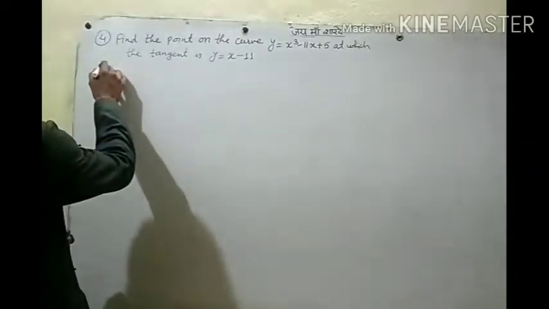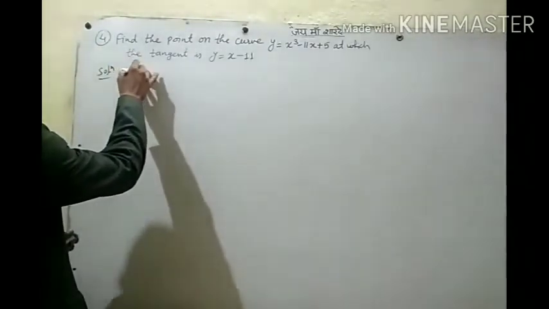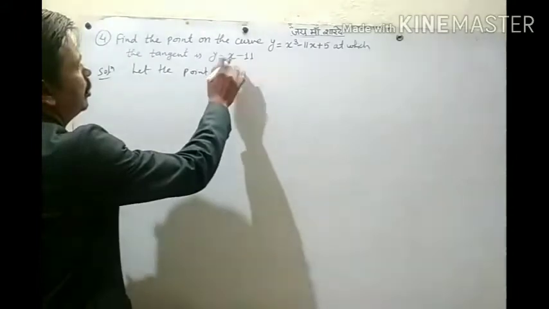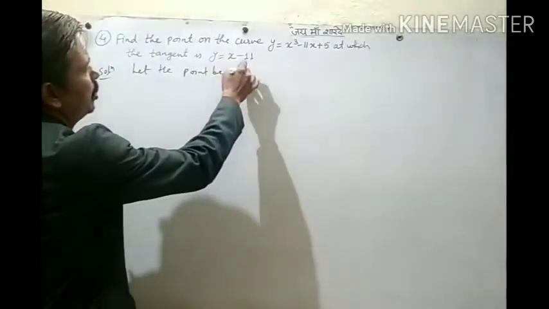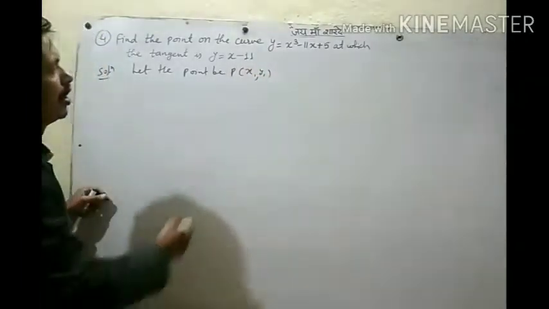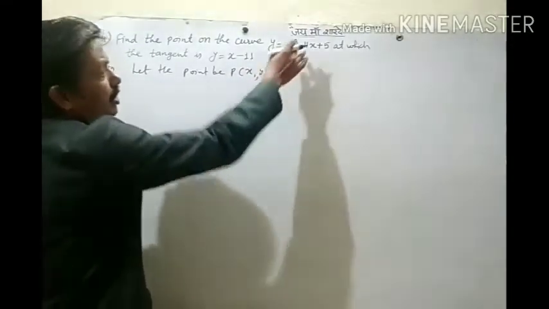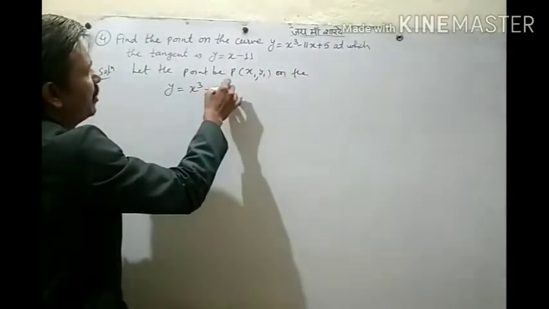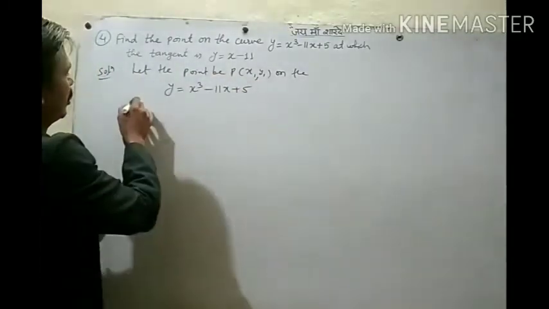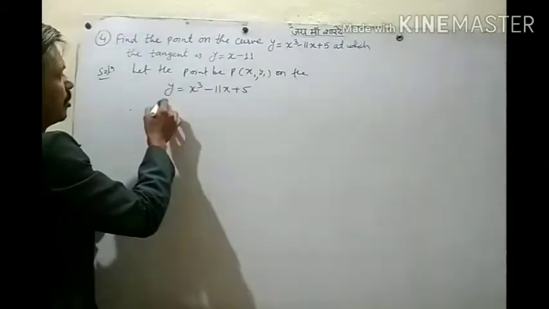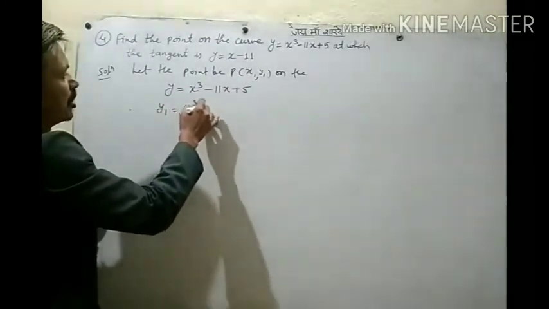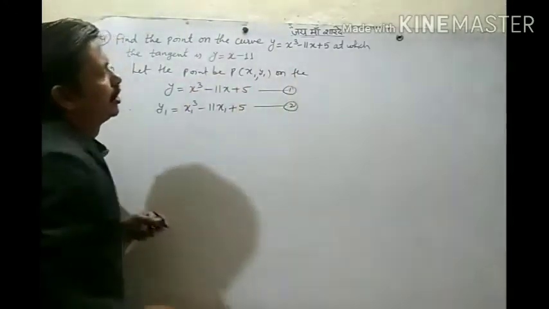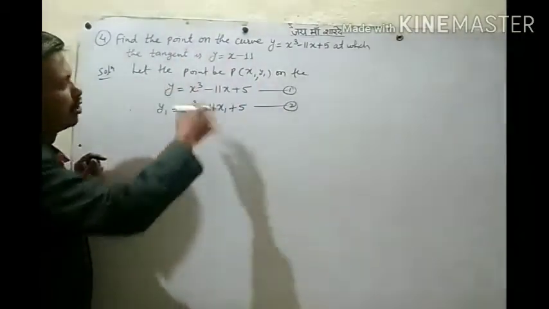So first, let the point be P (x1, y1) are coordinates. Then it is on the curve y equal to x cube minus 11x plus 5. So this point will satisfy this equation. So we get y1 equal to x1 cube minus 11x1 plus 5. Now we need values of x1, y1. For that we do work.